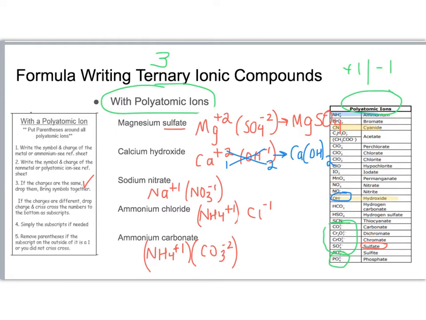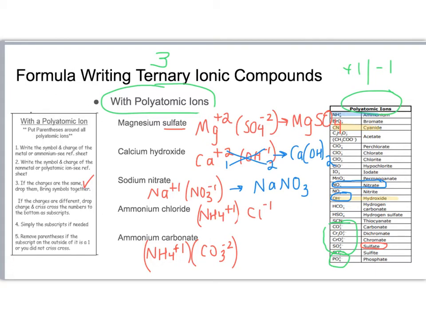In our next example, we have sodium, which is Na+1, and nitrate, which is NO3-1. Once again, I'm looking on the list, and I will see that nitrate is NO3-1. Those two charges are the same, so all we have to do is drop the charges and bring the symbols together. In this case, we would remove the parentheses because there is not more than 1 nitrate needed to neutralize out the sodium's charge.